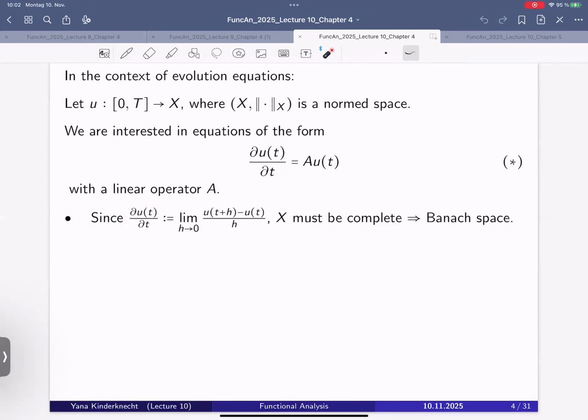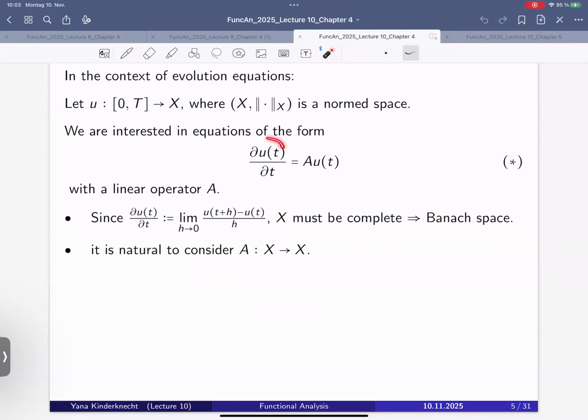But since for each time point this is an element in a normed space X, in order to define a derivative, we need to consider such limits. And hence, our normed space should be complete in order to have limits of such things without extra problems. So the standard setting is that we consider evolution equations in Banach spaces, not just normed spaces, but Banach spaces.